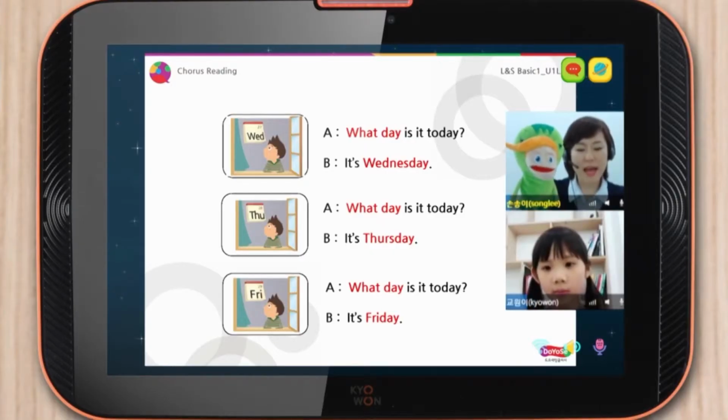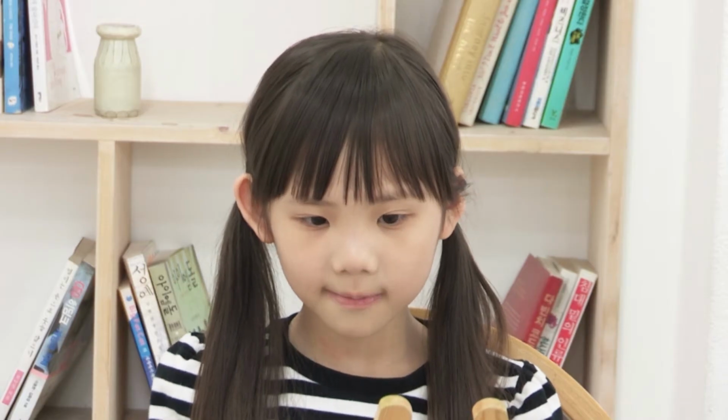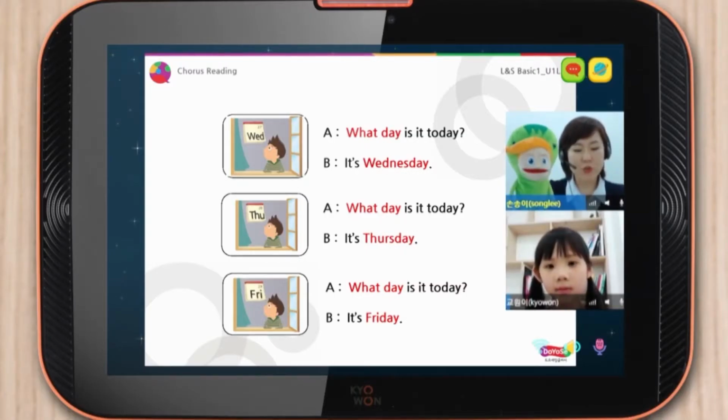Okay, this is where we read together with the student. The red part is where you clap.